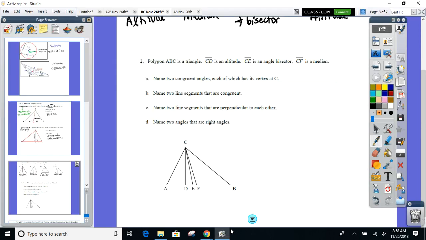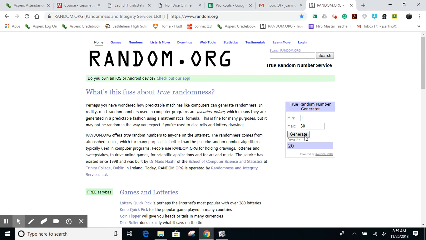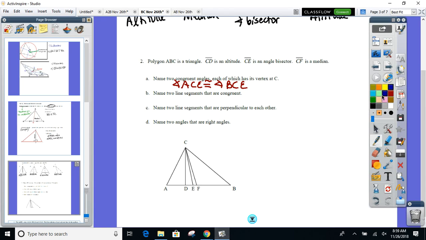Start us off here. Angle ACE would be congruent to angle BCE. Yes, because that's an angle bisector. Can anybody give me 2 line segments that are congruent? Probably from the median. All right, CF being a median, what 2 line segments would be congruent? Segment AF congruent to segment BF. Got it. All right, because CF is a median. Medians go to midpoints. Midpoints cut segments in half.